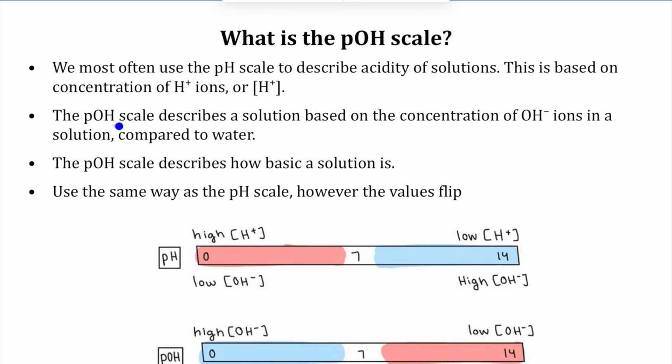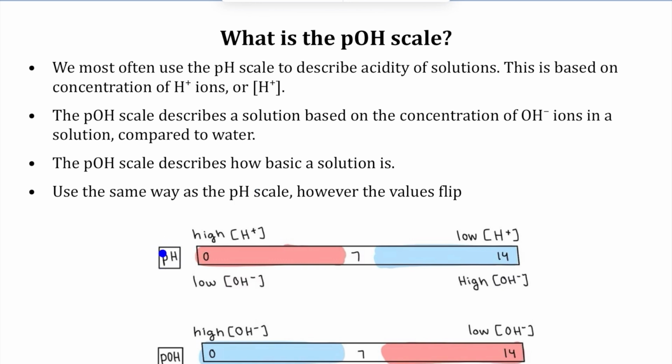The pOH scale describes a solution based on the concentration of the OH hydroxide ions in a solution, again comparing it to water. So it works the same as this scale up here, and the pOH scale describes how basic a solution is. Very similar to the pH scale, with pOH we're talking about how basic something is, not how acidic something is.